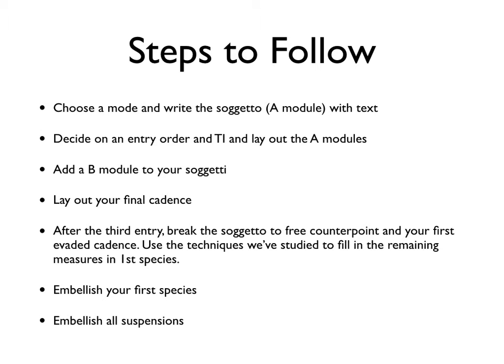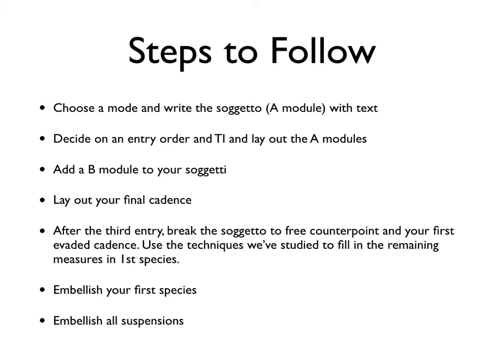First of all, steps to follow. Choose a mode and write the soggetto, or what we'll also call the A module, with the text that you're setting. Then decide on an entry order and time interval and lay out each of the A modules. Then add a B module to your soggetti. That's a module that will be strictly imitated the first 2 times around, but not in the third entry necessarily. You can be a bit more flexible there.